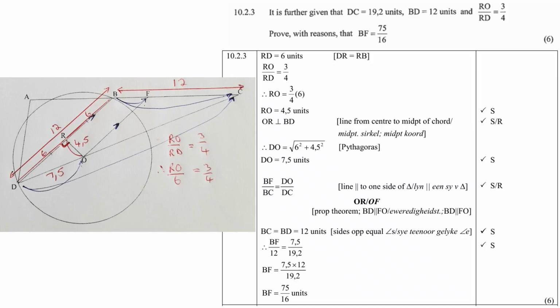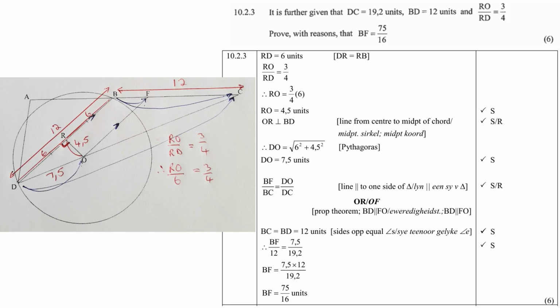Let's start with RD equals 6 units, as you can see for yourself. Now if RD is 6, where is the 6 coming from? Because remember that RD and RB are equal. It comes from the theorem: a line drawn from the center of a circle perpendicular to the chord bisects the chord. So don't forget that.